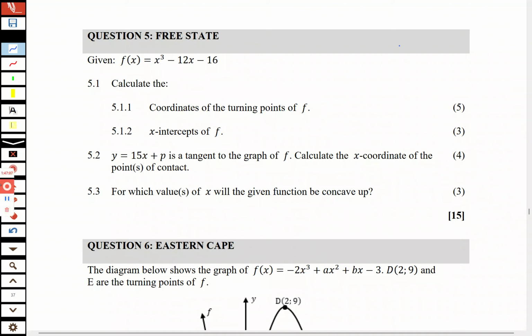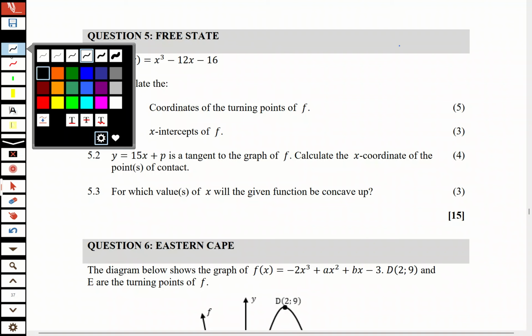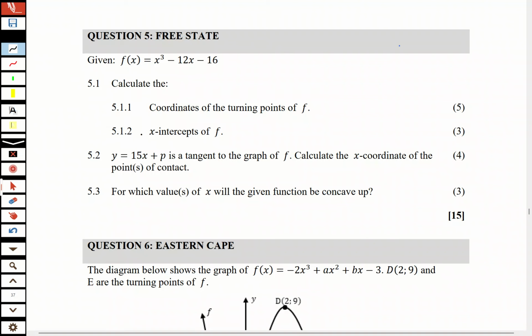Okay, so now let me see which pen we can use. So now 5.1. Let's say that given the function f of x is equal to x cubed minus 12x minus 16. This 16 tells you about what? The y-intercept. Always remember that. They said calculate, in 5.1.1, the turning point of f.